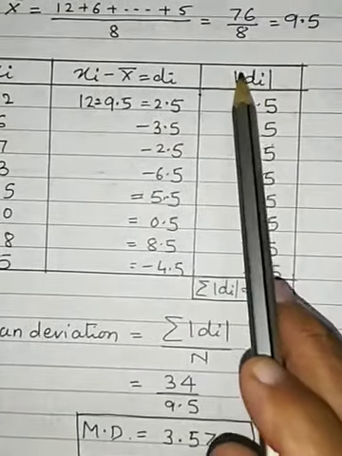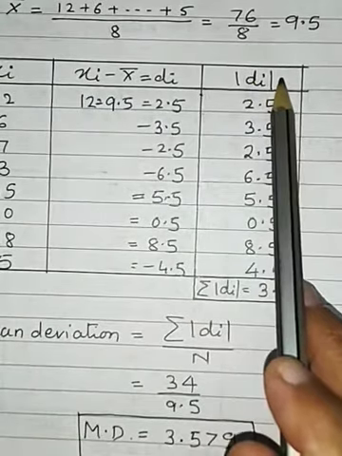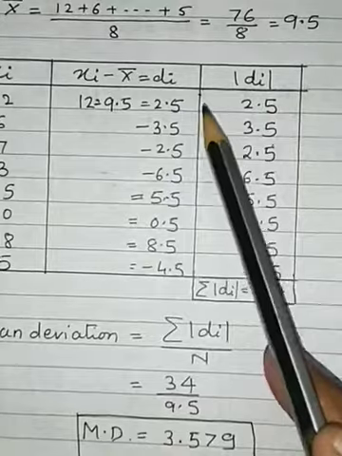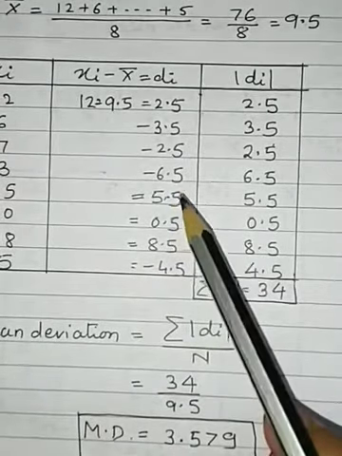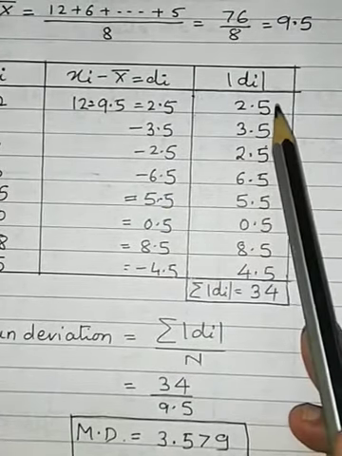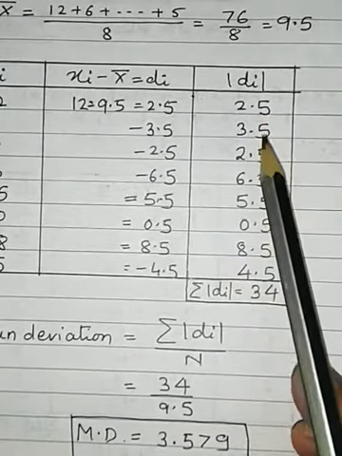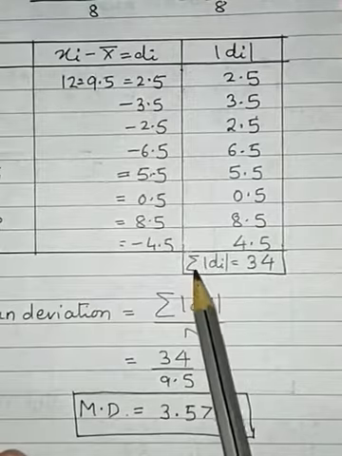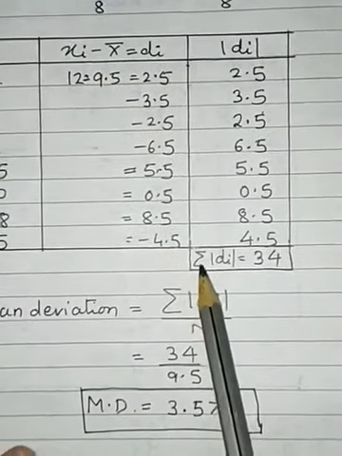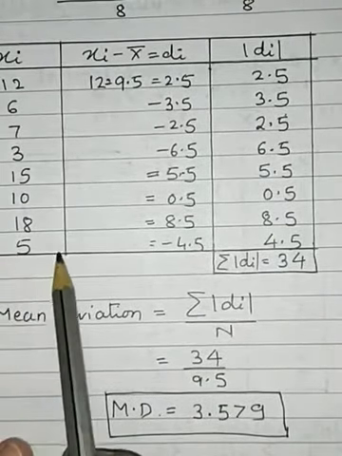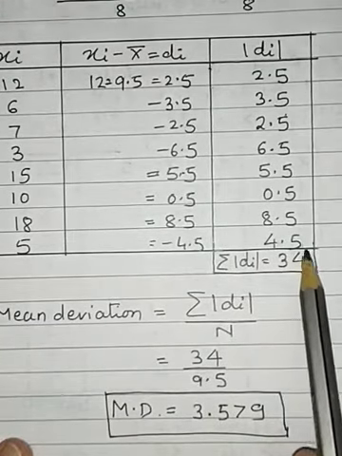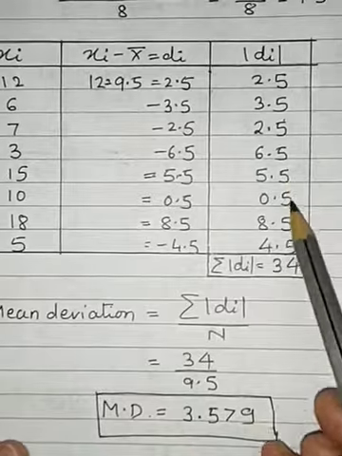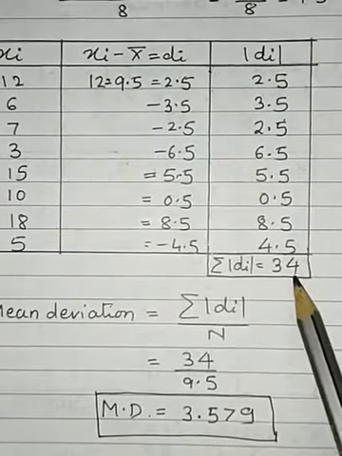In the next column, the heading is mod di, the modulus of this di. Now take the modulus of all these numbers. What do you mean by modulus? Whichever numbers are negative, you make them positive and write here. And then take the sum at the bottom. You also draw this line here, and then take the summation of mod di. The summation here will be 34.